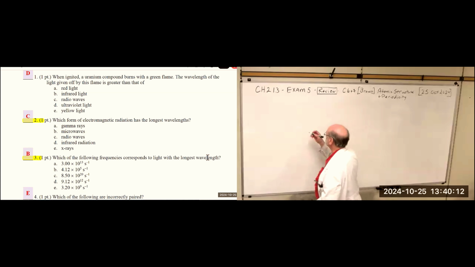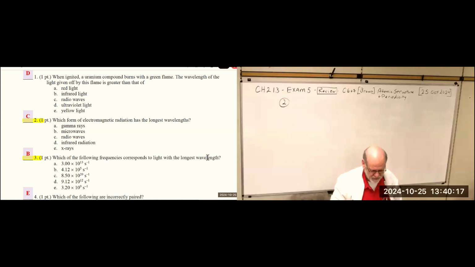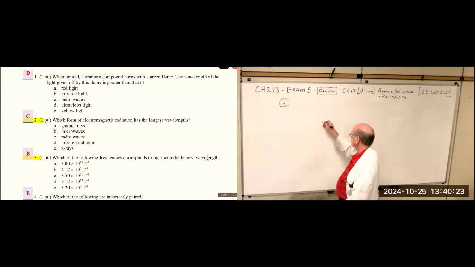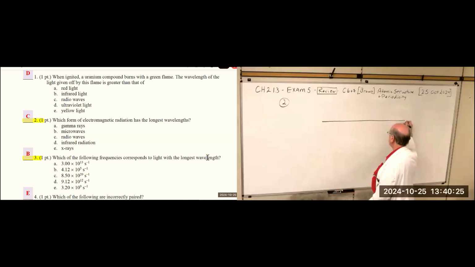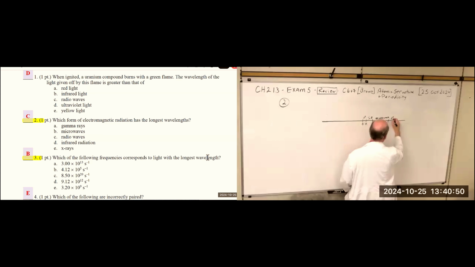Number 2 and 3. Which form of electromagnetic radiation has the longest wavelengths? You remember your continuum where we have visible here? And then on this side, we have I think the longer ones. So this is going to be the red end, this is going to be the blue end. This will be infrared. And then we'll have pretty wide microwave. And then radio waves out here.